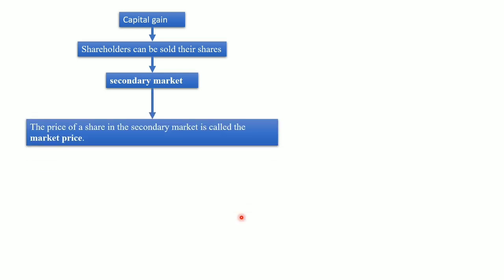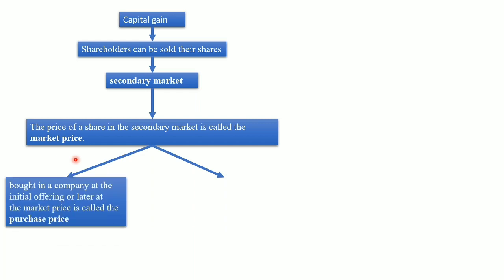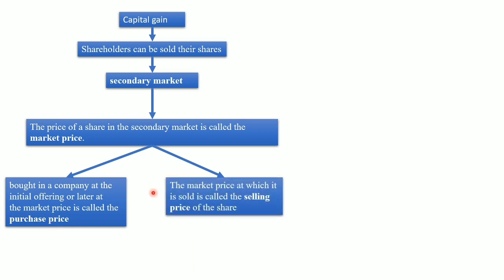The price of the share in the secondary market we call the market price. When you give some price for the per share, that is called the market price. The market price we can express in two ways. One we can take as a purchase price and the other as a selling price. Look at this one. Shares bought in a company at the initial offering or later at the market price is called the purchase price.